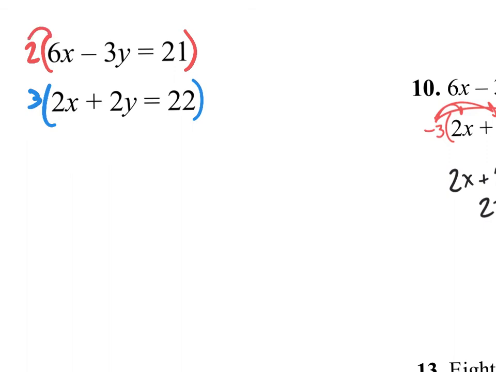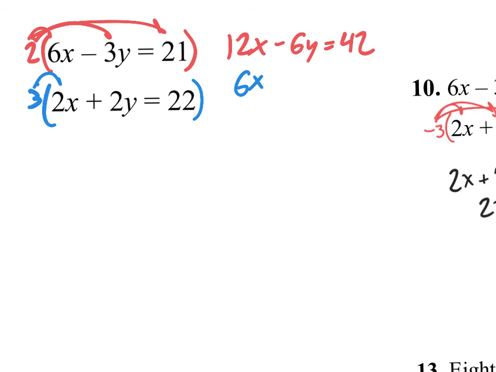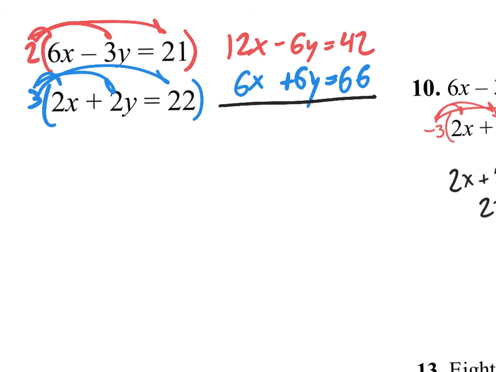So up on top, 2 times 6 is 12x, 2 times negative 3 is negative 6y, 2 times 21 equals 42. Bottom equation, I'm going to go in blue: 3 times 2x is 6x, 3 times 2 is positive 6y, 3 times 22 is 66. So I've modified both, and now I really do have the y's ready to eliminate. One's negative, one's positive. 12 plus 6 is 18, and we're talking about x's. Bring down the equal sign. 66 plus 42, that is 108.